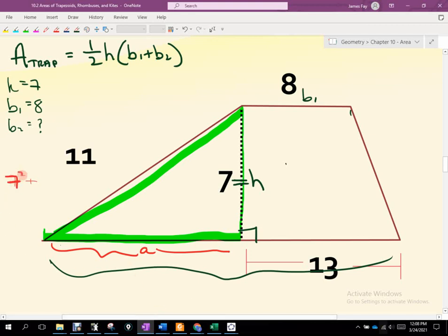So we get 7 squared plus A squared is equal to 11 squared, right? That's 49 and 121. So A ends up being, what is that? So 120 minus 50 would be 70. So this would be 72, wouldn't it? Is that right?